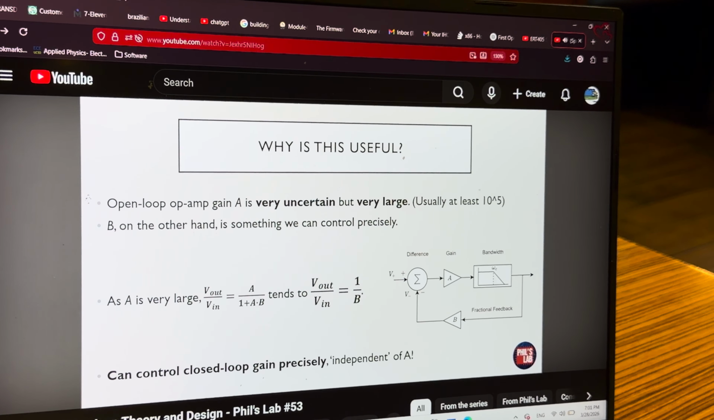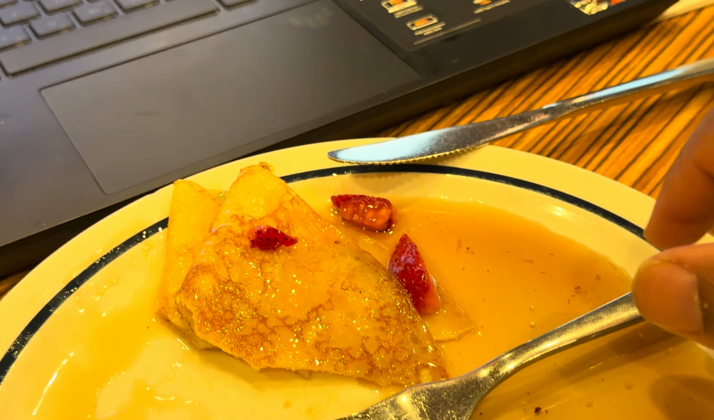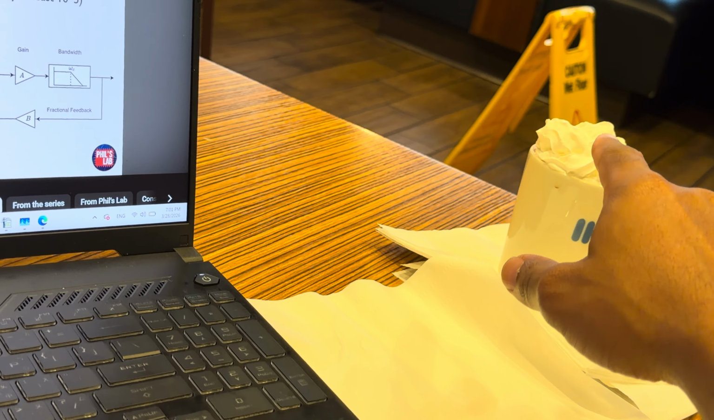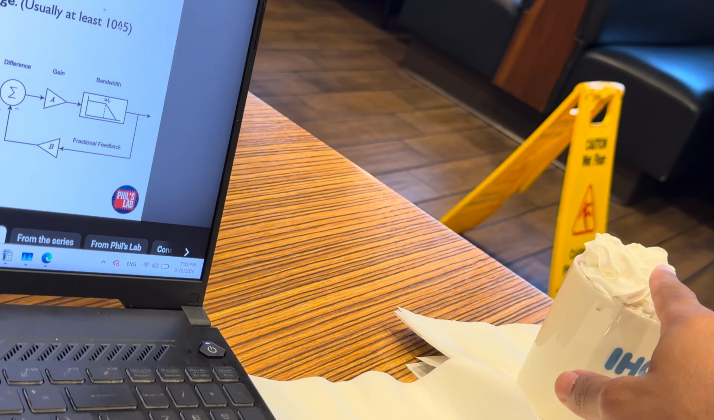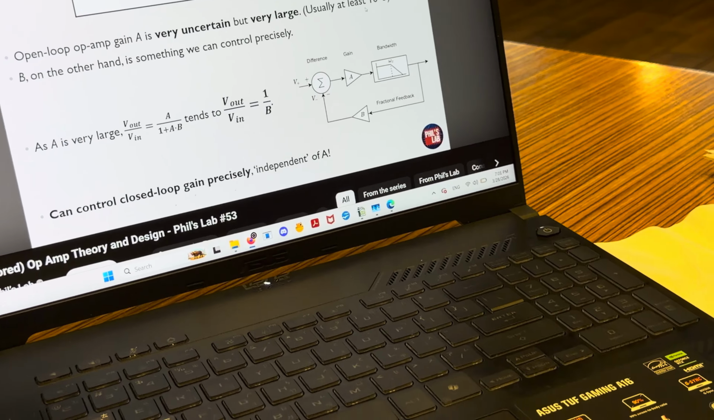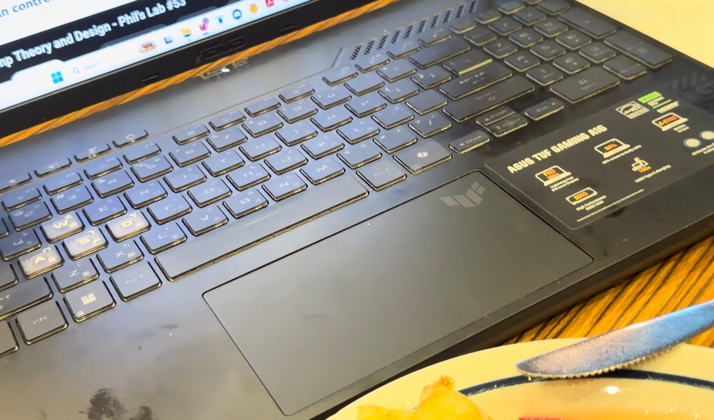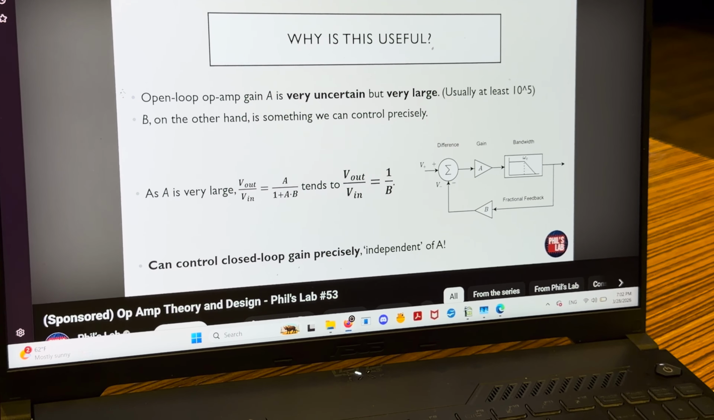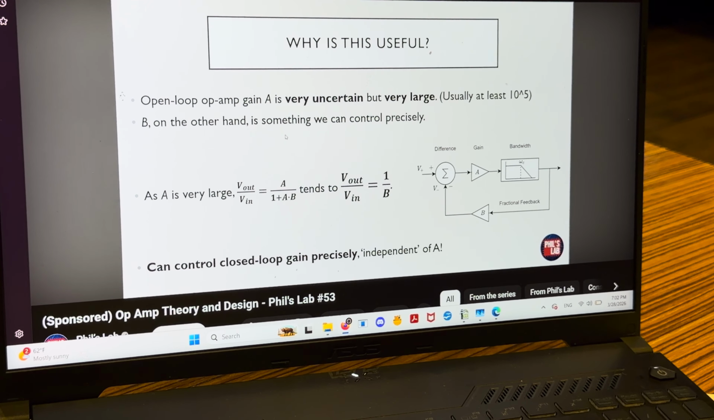This is all very good, but why is this useful? It turns out that the open loop op-amp gain A is actually very uncertain, but it is very large, usually on the order of 10 to the 5 to 10 to the 6. But this could be 2 times 10 to the 5, it could be 10 times 10 to the 5, so rather uncertain. B, on the other hand, is something we can control. We choose our feedback fraction. We say, okay, this is 0.2, we're feeding back 0.371. So we can control it very precisely.